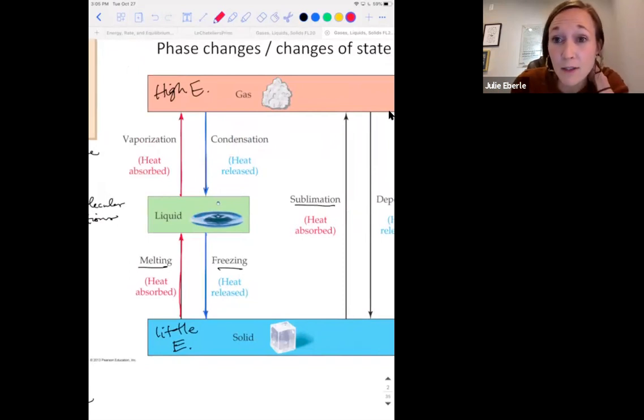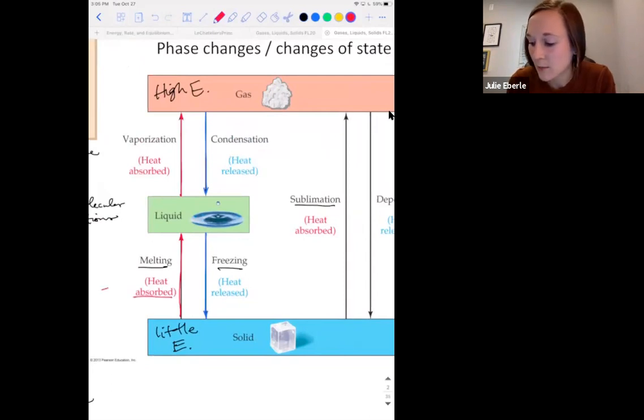So for endothermic, what's the sign on delta H? Positive or negative overall? It is positive. So we could go in here for all these heat absorbed processes and write in a positive delta H. That process has a positive delta H. This one up here, vaporization. Anything in this direction from solid towards gas has a positive delta H.